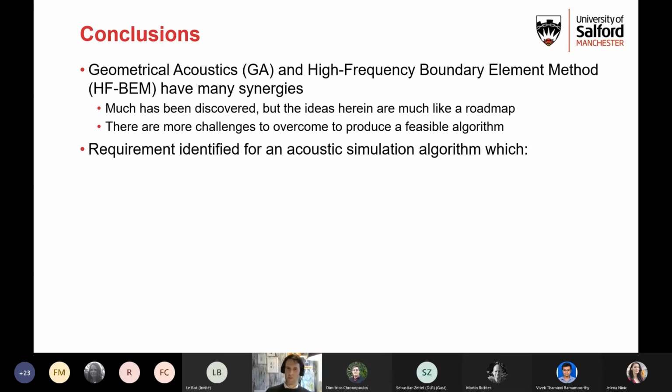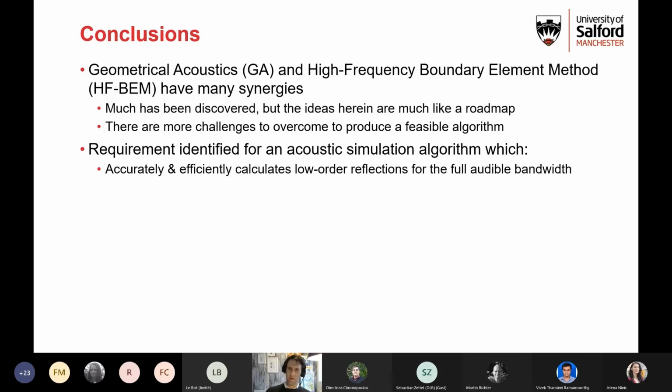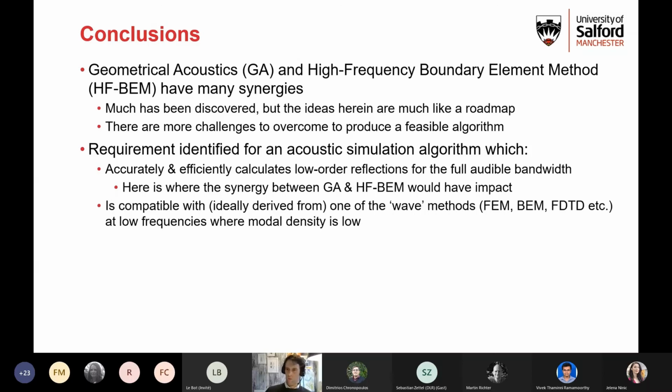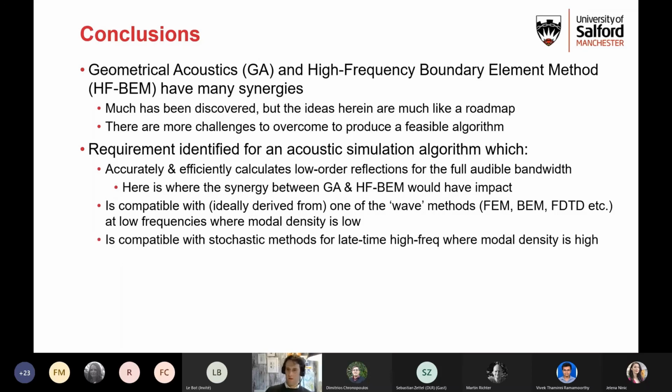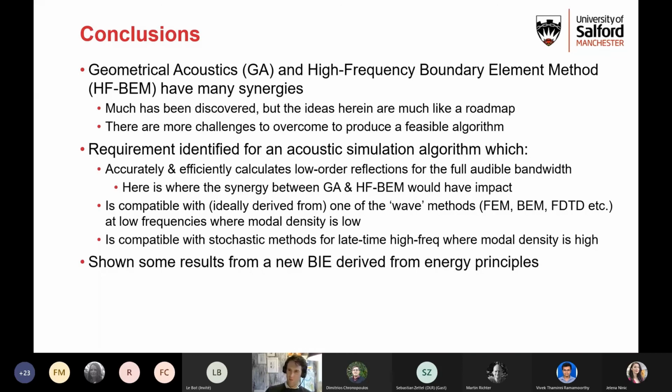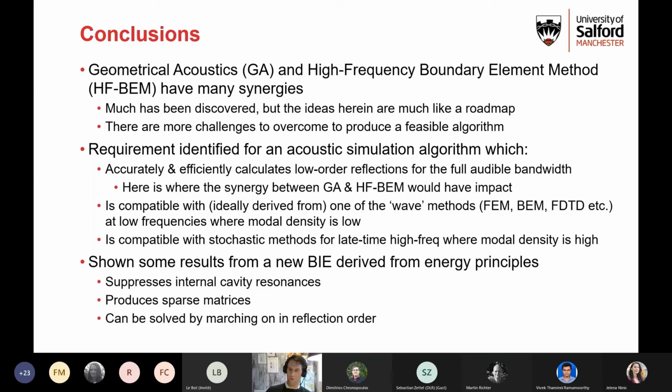At the start of the talk, I also identified a requirement for an acoustic simulation algorithm that accurately and efficiently calculates low order reflections for the full audible bandwidth, because this is where the synergy between geometrical acoustics and high frequency BEM would have some impact. You also want it to be compatible with the wave methods where frequencies are low, and compatible with the stochastic method for late time high frequencies where modal density is high, which leads us nicely onto DEA in the next talk. I've shown a couple of results from a new boundary integral model derived from energy principles, and this can suppress internal cavity resonances, produce sparse matrices, and be solved in reflection order like geometrical acoustics.